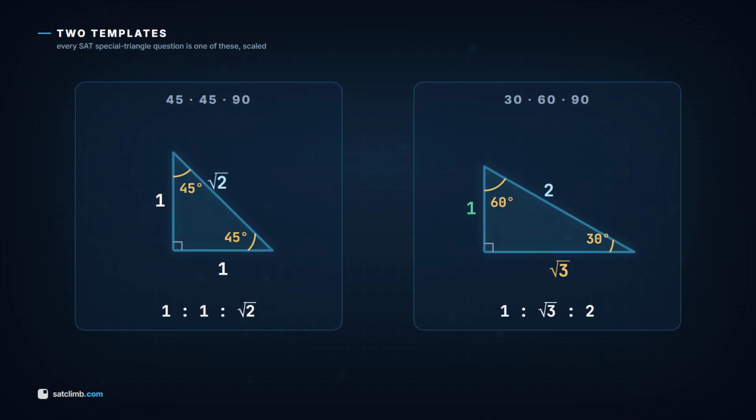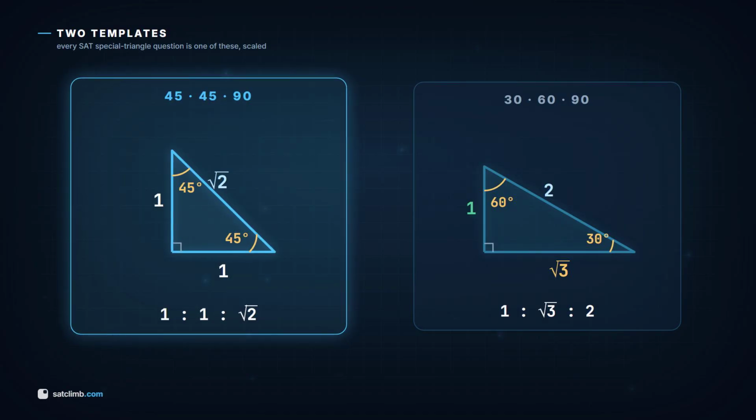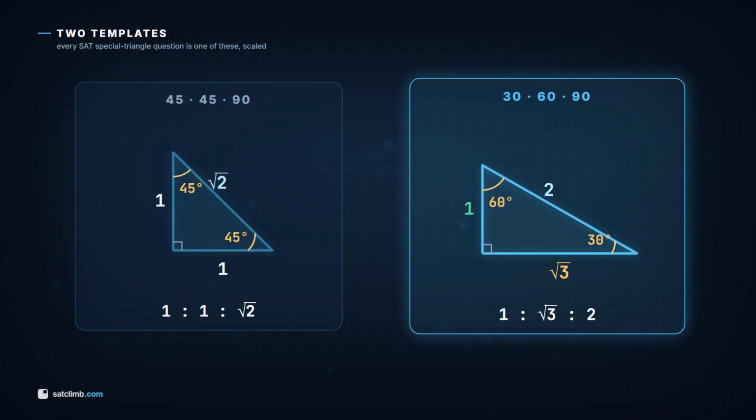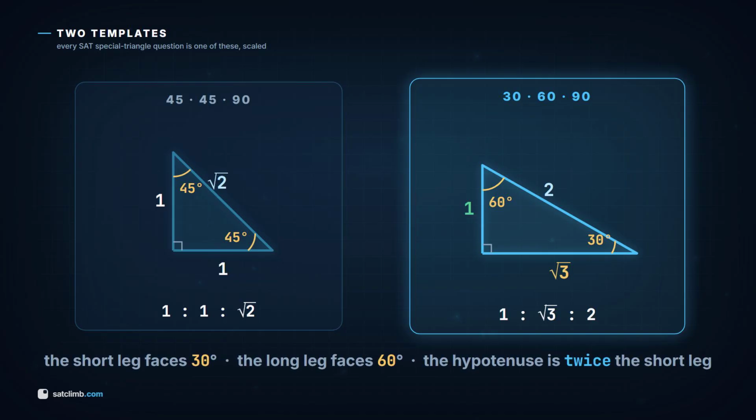There are only 2 special right triangles. 45, 45, 90: 2 equal legs, and a hypotenuse that is a leg times root 2. 30, 60, 90: the short leg sits opposite the 30, the long leg opposite the 60 is that short leg times root 3, and the hypotenuse is exactly twice the short leg. Learn these 2 pictures and a whole family of questions collapses.